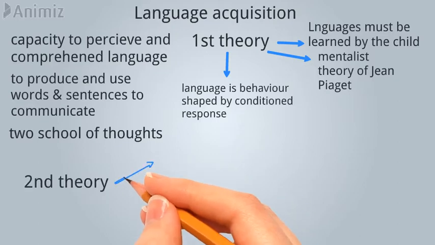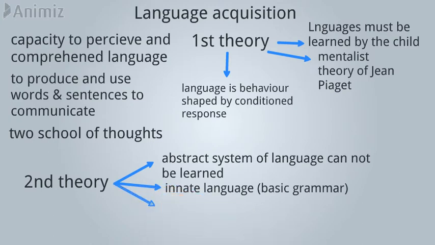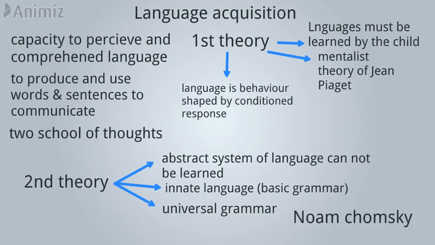Second theory. The second view states that the abstract system of language cannot be learned, but that humans possess an innate language faculty or an access to what has been called universal grammar. This innatist perspective began with Noam Chomsky's highly critical review of Skinner's book in 1959.